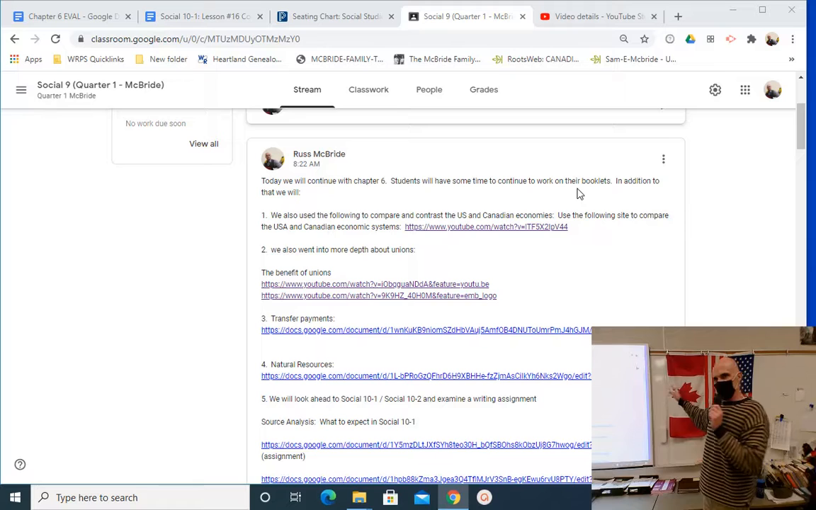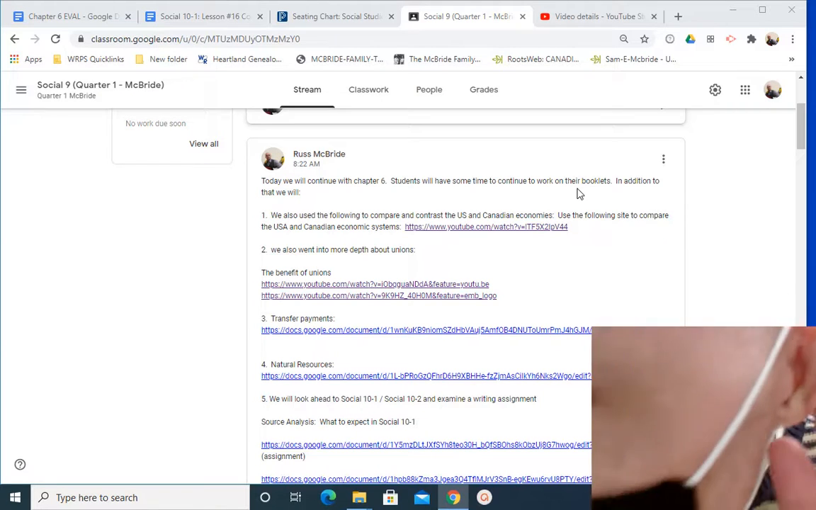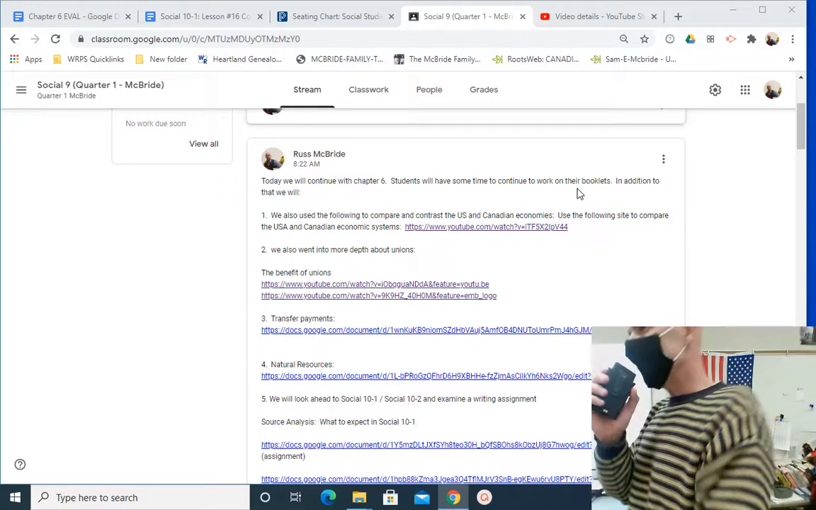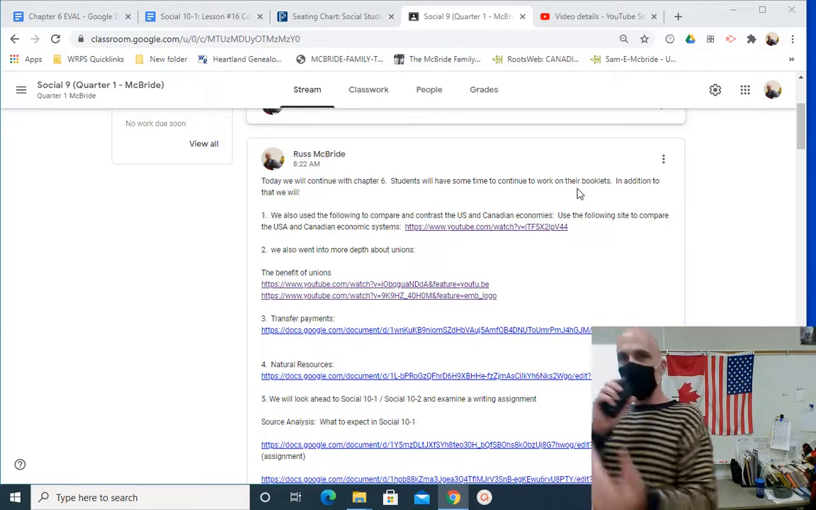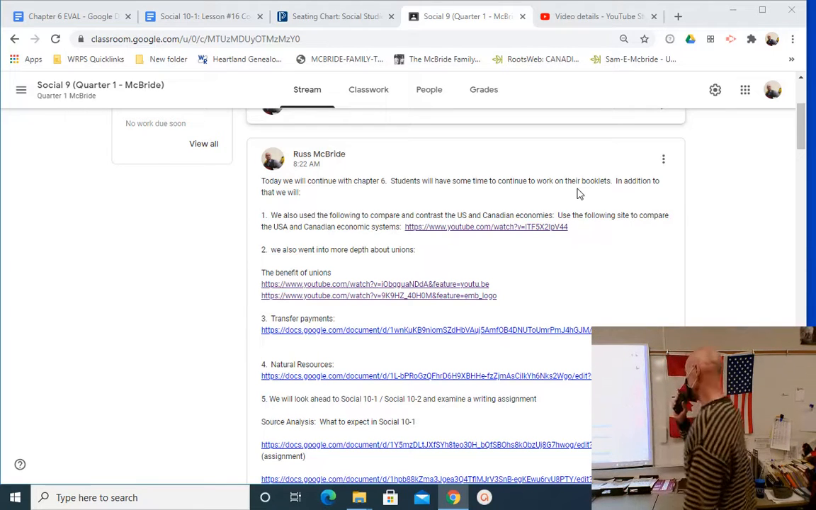Ideally, Canada's flag would be more towards the middle, and there would be a flag of another type of economic system over here. What type of economic system should be over here to the left of Canada? Anybody at home shouting it out? Cuba would fit. Cuba's a good one. Cuba's probably the best one. That's the example we talked about yesterday.